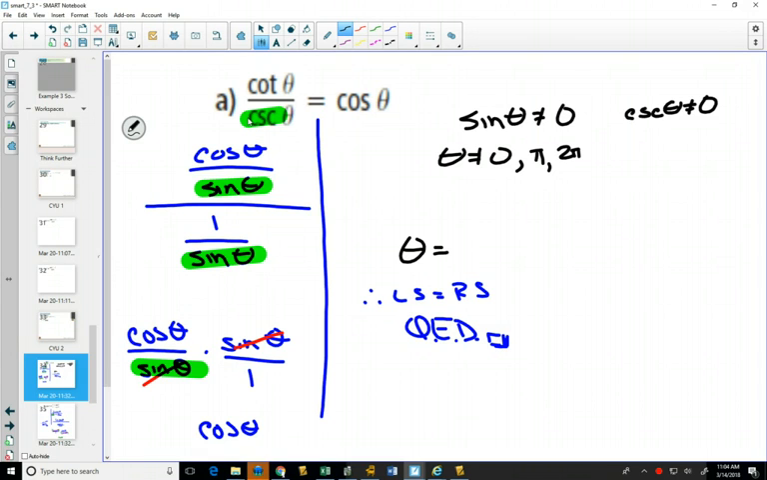But for this one, do you remember the shortcut for writing all of those together? 0, pi, 2 pi, 3 pi, 4 pi, 5 pi, 6 pi, 7 pi. Theta cannot equal k pi, where k is an integer.